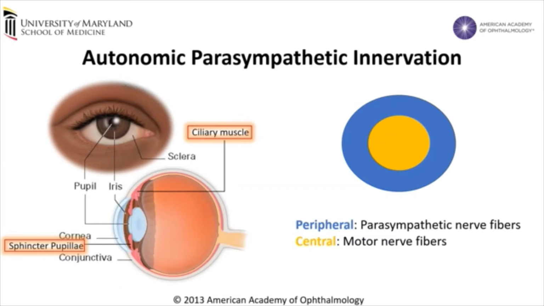In addition to innervating the various extraocular muscles of the eye, cranial nerve 3 also carries autonomic parasympathetic innervation to the ciliary muscles, which control the shape of the lens, and the sphincter pupillae, which constricts the pupils. A key feature of cranial nerve 3 is that the parasympathetic fibers travel in the periphery, while the motor fibers travel in the center of the nerve. Thus, the parasympathetic fibers are more prone to compression, while the motor fibers are more prone to ischemic damage.